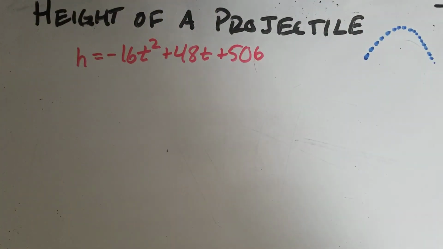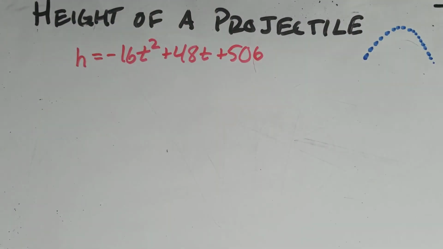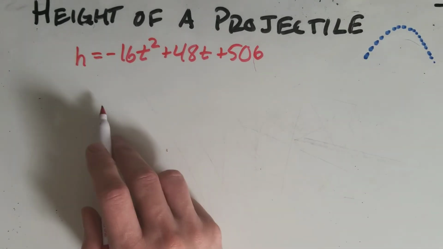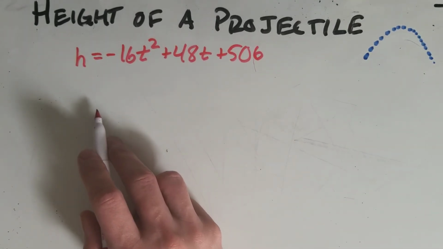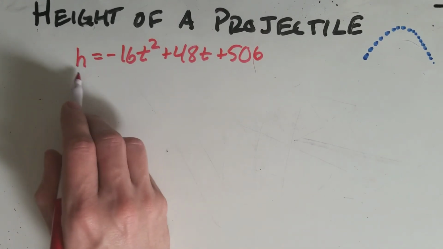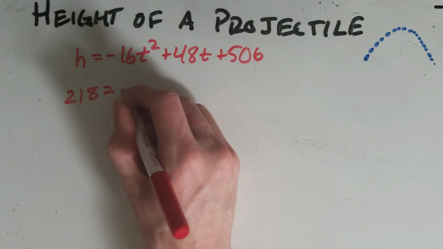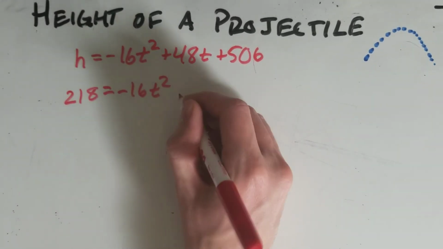So for this, we need to figure out where the ball is landing. And the ball is landing on a balcony that's 218 feet. So our final height is 218. That's where we land. We want to know how many seconds it takes to get there.